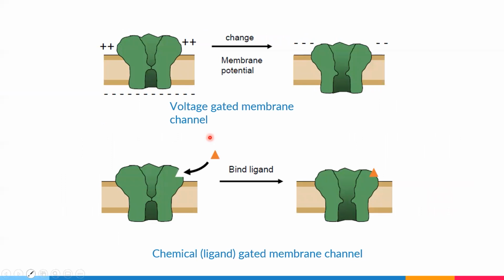So this is the example of the voltage gated channels. As we can see, when the exterior of the membrane is positively charged, the channel remains closed. But as there is a change in the membrane potential, that is the exterior becomes negatively charged, the protein gated channel is now open. Similarly, for chemical gating, when there is no ligand binding to the gated channel, the channel is closed. But once the ligand binds to it, the channel is now open and allows the passage of various molecules through it.